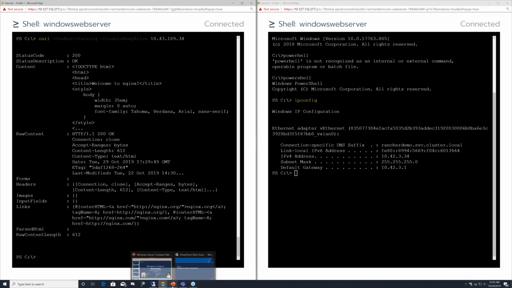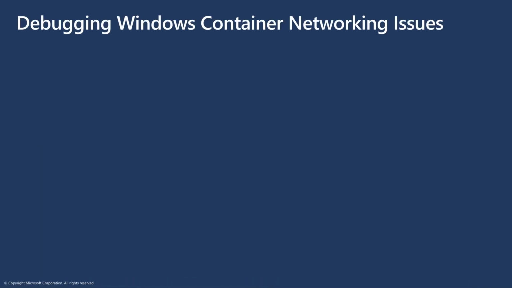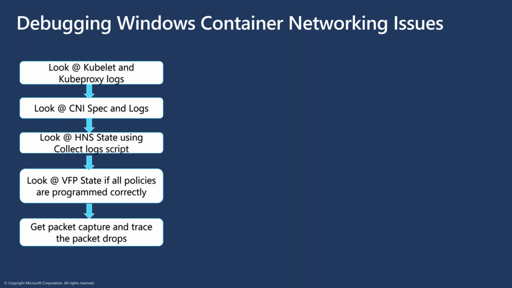Now let me go ahead and walk through how debugging is done in Windows container networking. When you face an issue with Windows container networking, let's see how to debug it. Basically, you have a similar flow for debugging any kind of networking failure in a cluster.